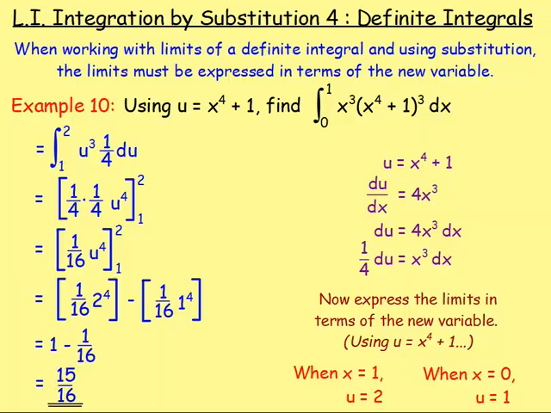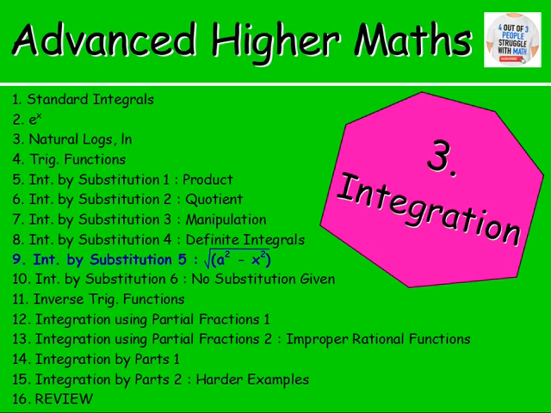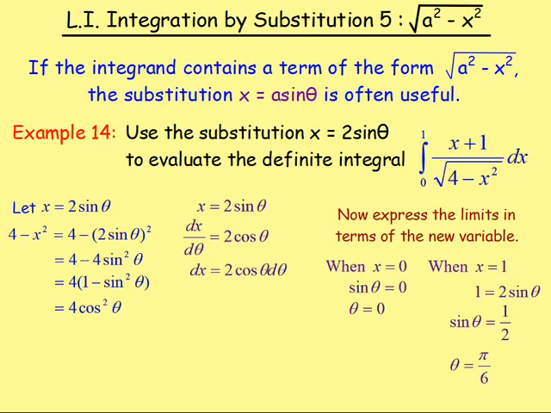Again, look back to this individual lesson. I'll go over each part in more detail. Lesson number 9 was integration by substitution 5. This was just one example thrown into this lesson, and it was letting you know that if the integrand, the bit to be integrated, contains a term in the form the square root of a squared minus x squared, the substitution x equals a sine theta is often used.